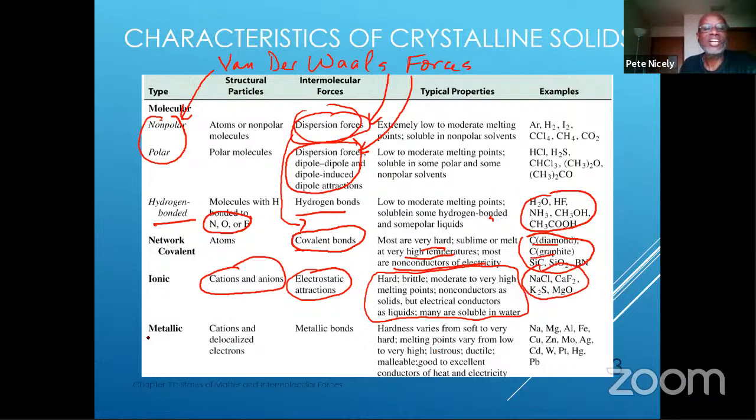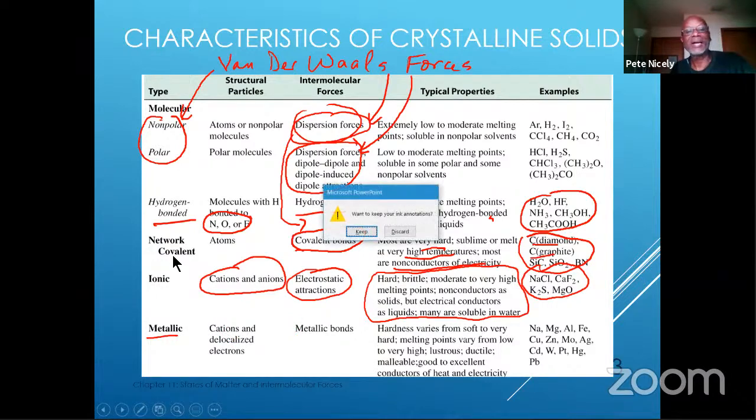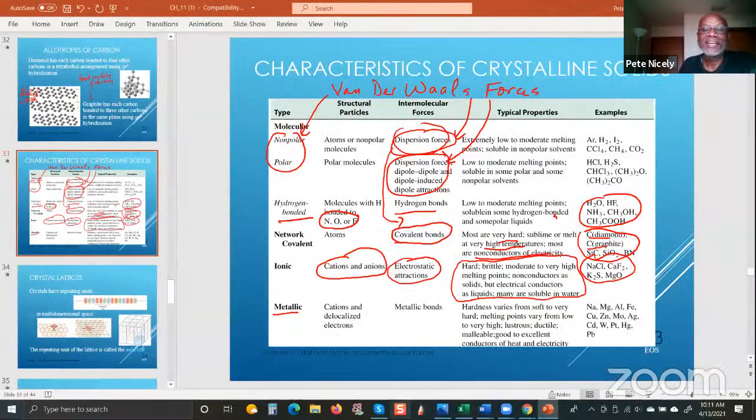And then this one here, metallic, we didn't discuss this, but we can talk about it now. The metallic forces exist between the atoms of pure metals, or I should say more specifically, the metallic ions or cations and the delocalized electrons. Now, let me explain what's happening here. And let me pull up my writing pad here so I can explain more fully.